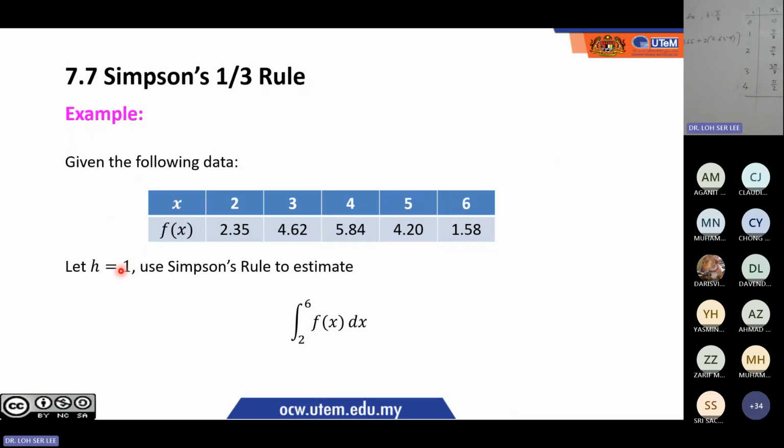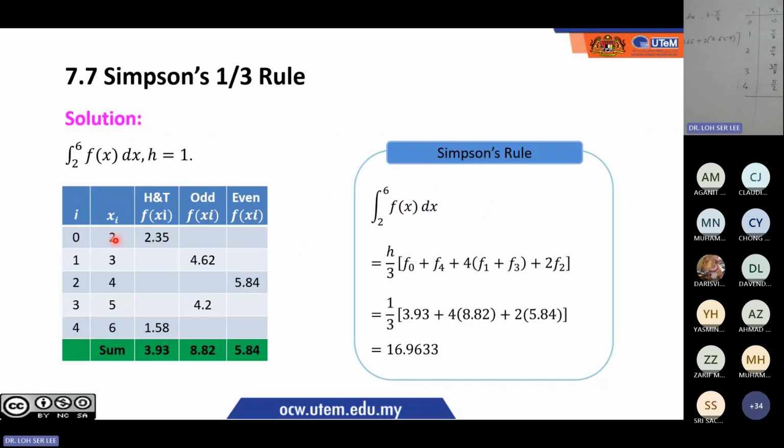h is 1. So this is your table: 2 until 6 with a step size of 1. And this is the iteration number, 0, 1, 2, 3, 4. So we have the head and tail column, then we have the odd f(x) and even f(x) columns.